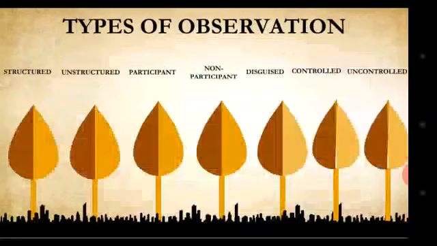Now there are different types of observation. So here we go: structured, unstructured, participant, non-participant, disguised, controlled and uncontrolled. As I said before, there are different methods to collect data and each method has its own types. Observation is one of the methods to collect data, and even in observation you have various types. Again, it all depends upon the researcher and the situation he is circumscribed by, and what type of observation is possible to employ.